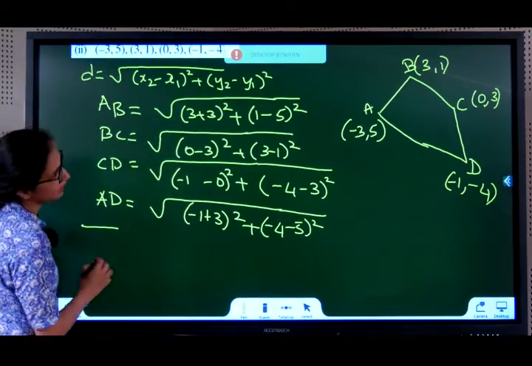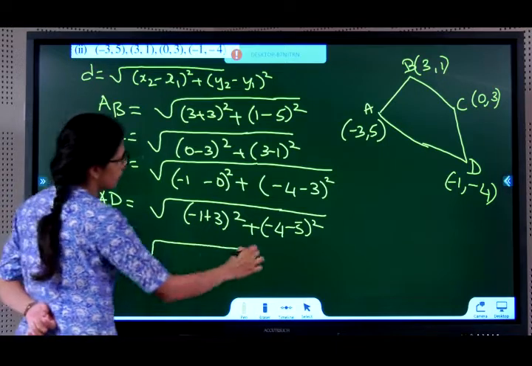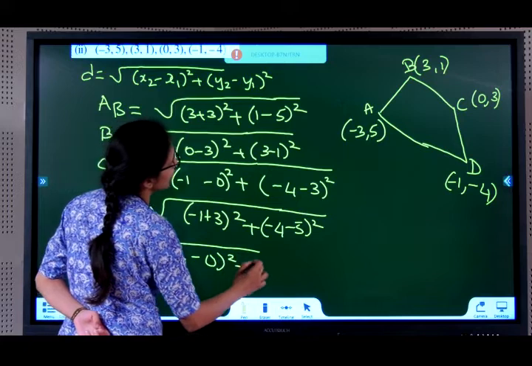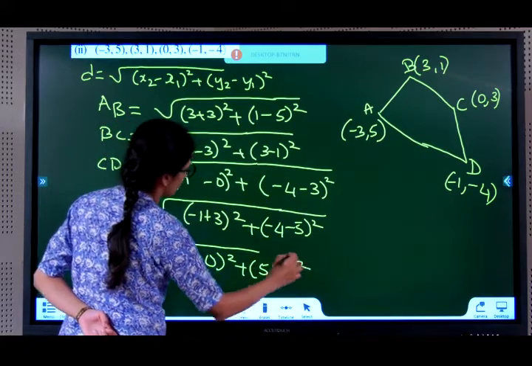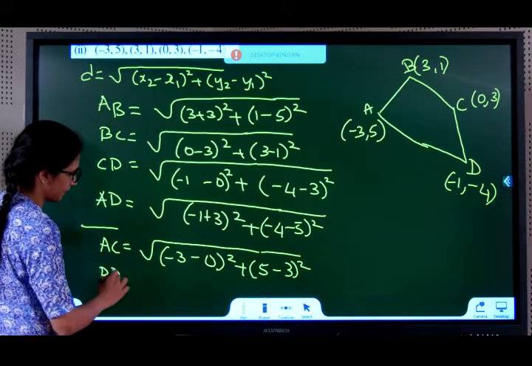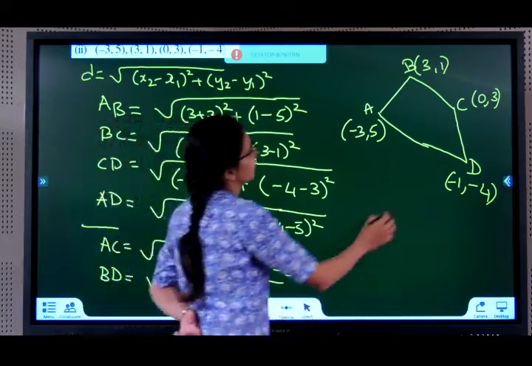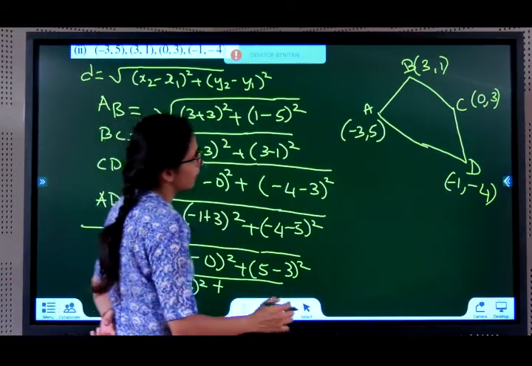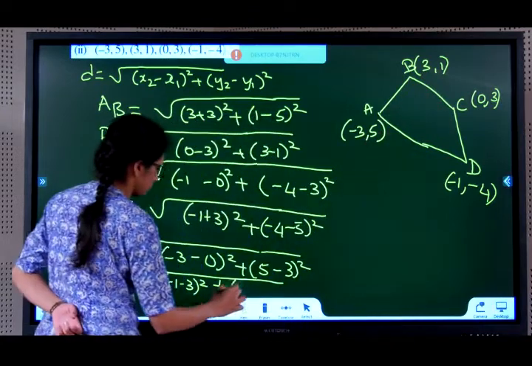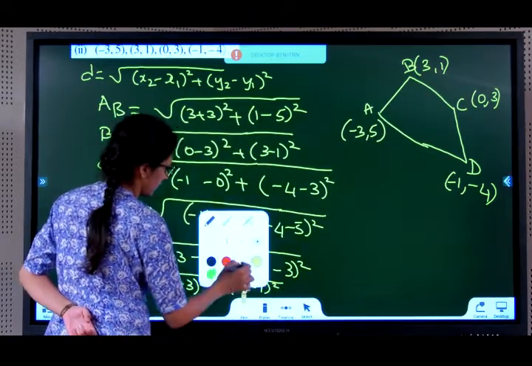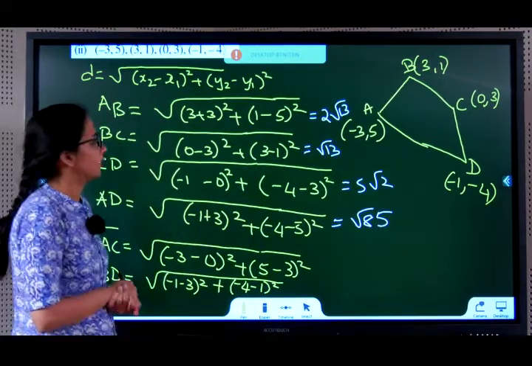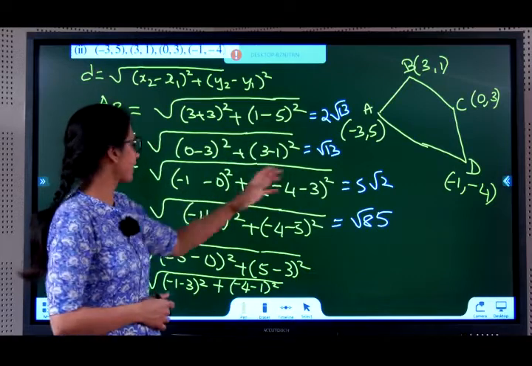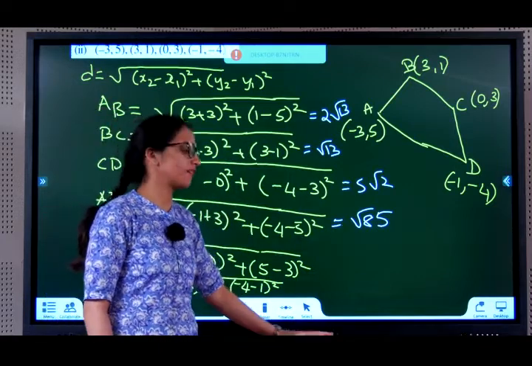Now, going in for the diagonals, AC. What is AC? Root of minus 3 minus 0 the whole square plus 5 minus 3 the whole square. Lastly, BD, root of minus 1 minus 3 the whole square plus minus 4 minus 1 the whole square. On solving this, you'll see you get AB as 2 root 13, BC as root 13, CD as 5 root 2 and AD as root 85.